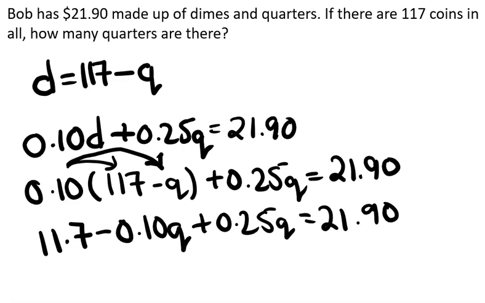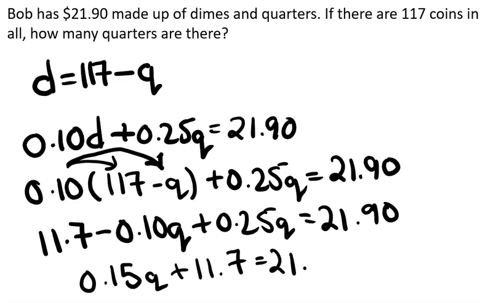Negative 0.10Q plus 0.25Q is equal to positive 0.15Q, plus 11.7 is equal to 21.90. Okay, now we have to bring 11.7 onto the other side of the equation by subtracting 11.7 on both sides of the equation. So when we subtract 11.7 from here, these two will cancel out. And since we did it on this side, we have to do it on the other side, because whatever we do on one side of the equation, we have to do it to the other.